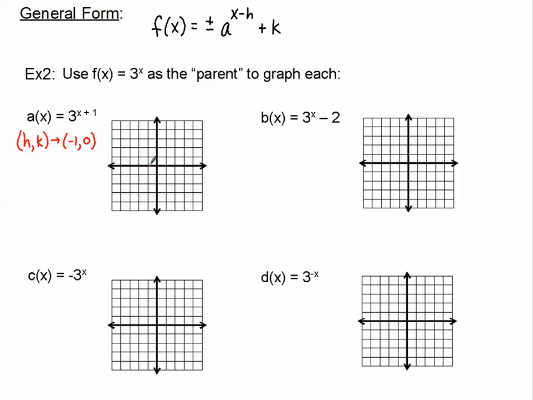I go to negative 1, 0, and put a little box or a little star or a little heart or some sort of indicator that that's where my new origin is. Once I have that, I know that I'm going to put a horizontal asymptote right on through it. I like to go a little bit below it so that I have some room for my points.